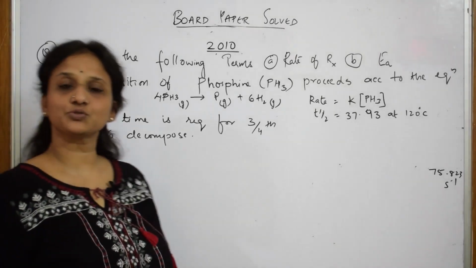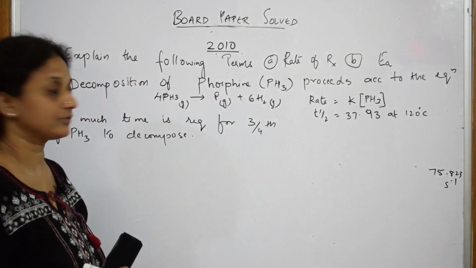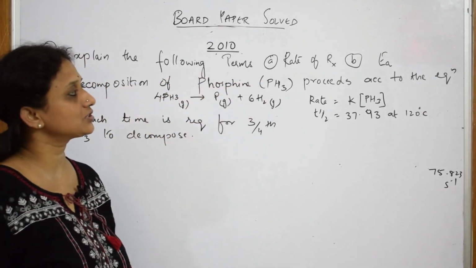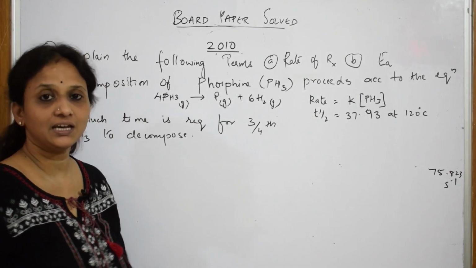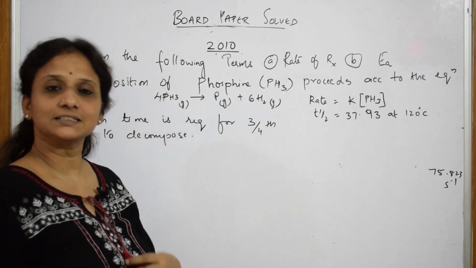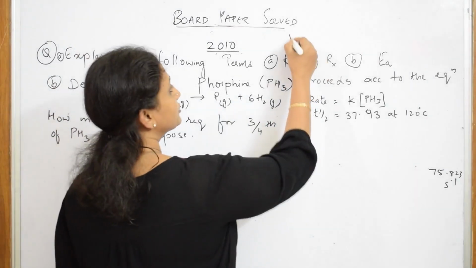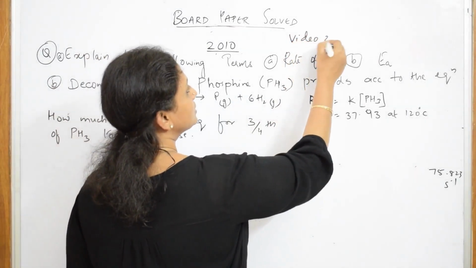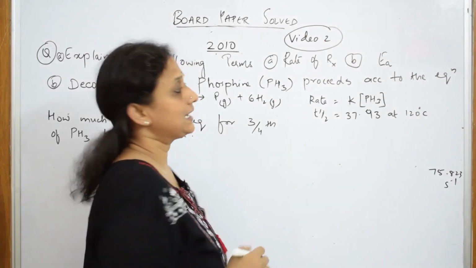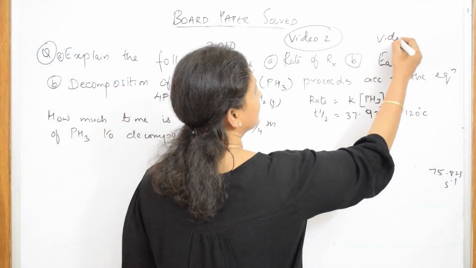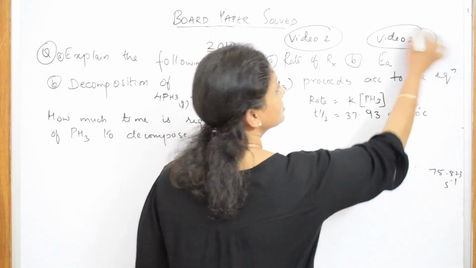Let us come back and do the 2010 paper. Let us read the question. Explain the following terms, that is rate of the reaction and activation energy. I've done both the videos on this. Just go to the playlist in the chemical kinetics chapter. I think this particular rate of reaction, you can watch it in a video which is numbered as 2. And I think, yeah, activation energy, we have numbered it as 29. So video number 29. So please watch those.